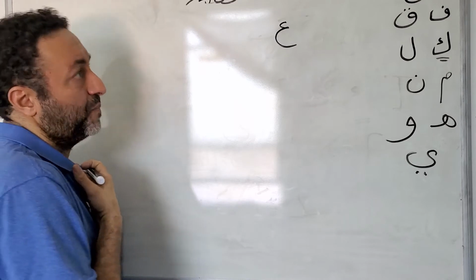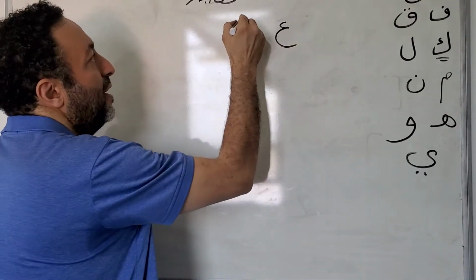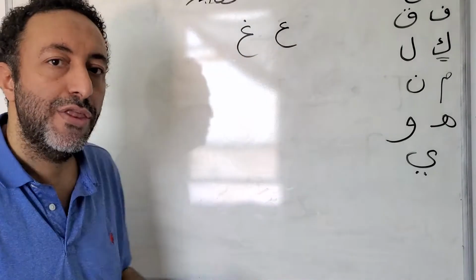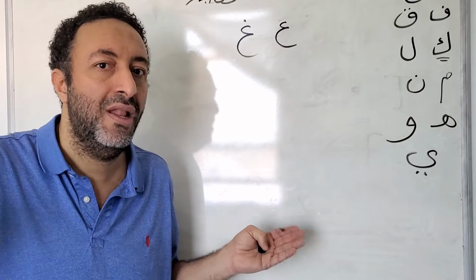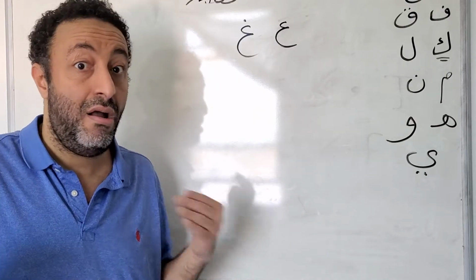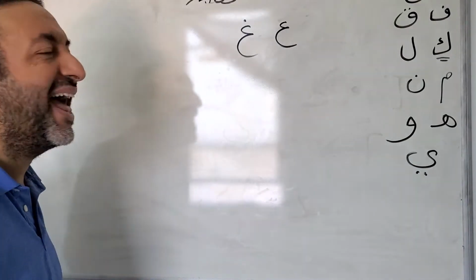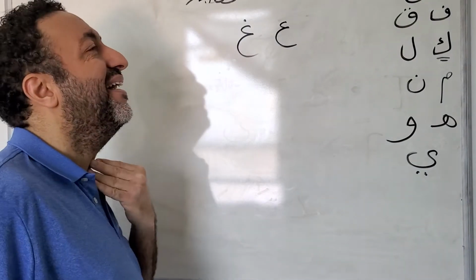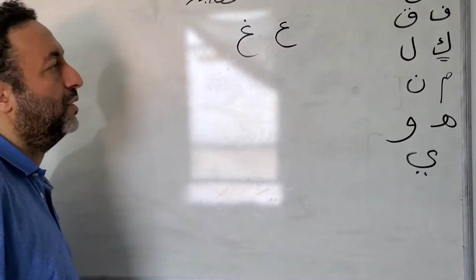It's right here. Then Ghain. It's the same thing with one dot on top. Ghain basically is the way the French pronounce the letter R, like when they say France, la France. The letter R is Ghain. It's like you're gargling. When you gargle, that sound.